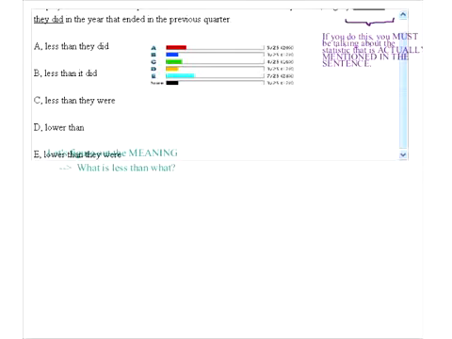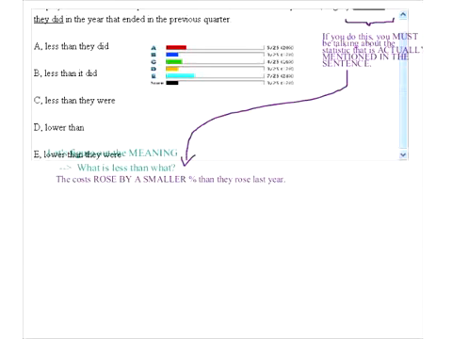So therefore, the meaning is unambiguously that the costs rose by a smaller percent than they did last year. So "less than they were" doesn't make sense, because there's nothing to compare this to. So there are two ways to figure out that "than they were" is wrong.